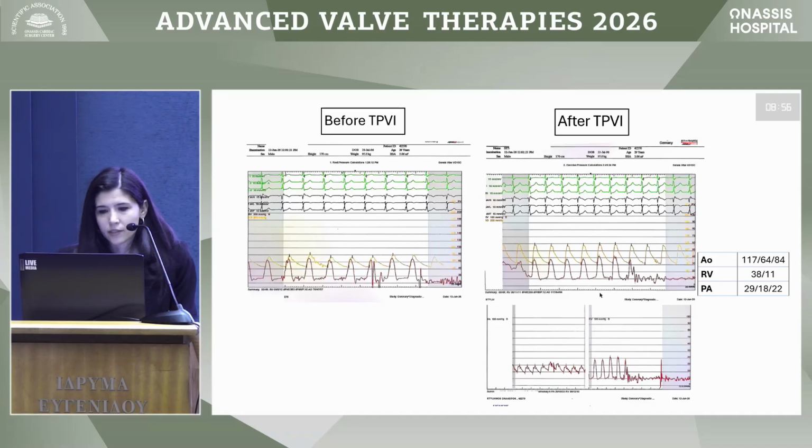Now you see the difference in the pressures before and after the procedure. Previously, we had almost equal pressures, right and systemic pressure, and now the right ventricle pressure is less than one third of the systemic, and we have a very good result with a gradient between RV and PA of 9 millimeters.